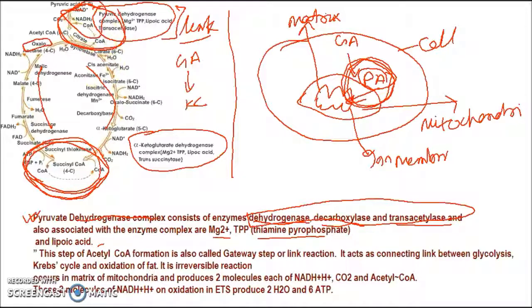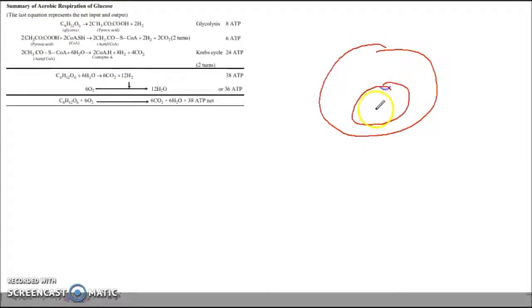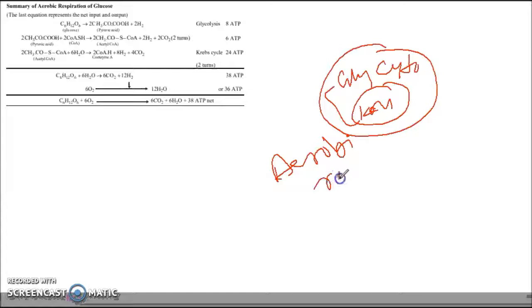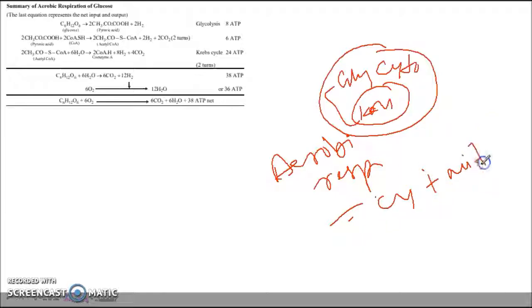So what happens next? Move on. During the Krebs cycle, what happens? As we know, this is the cytoplasm, and this is the mitochondria. Here glycolysis takes place and here the Krebs cycle takes place. So aerobic respiration takes place not only in the cytoplasm but also in the mitochondrial matrix.